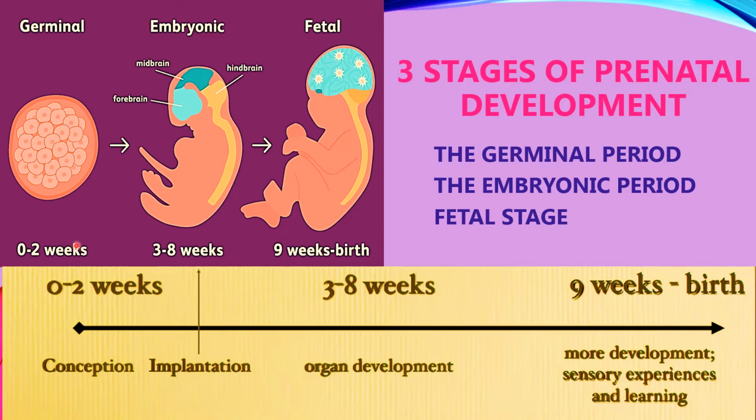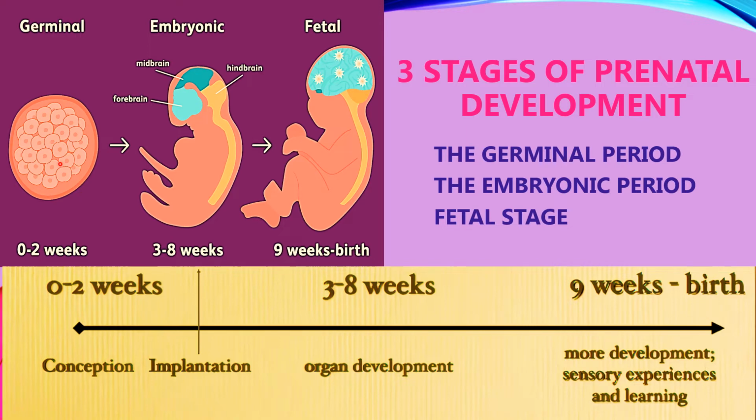The germinal period, about 14 days in length, lasts from the conception to the implantation of the zygote in the lining of the uterus. So within 14 days, the implantation of the zygote to the uterus will happen. Till that time, it is known as the germinal period. Then from the 3rd week to the 8th week comes the embryonic period.